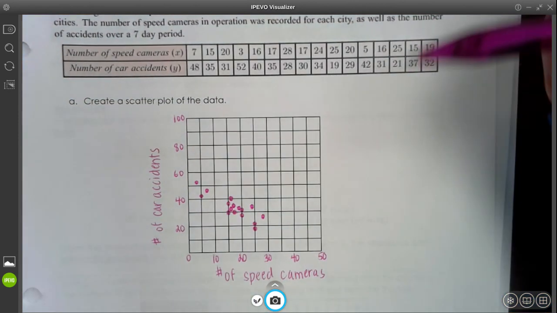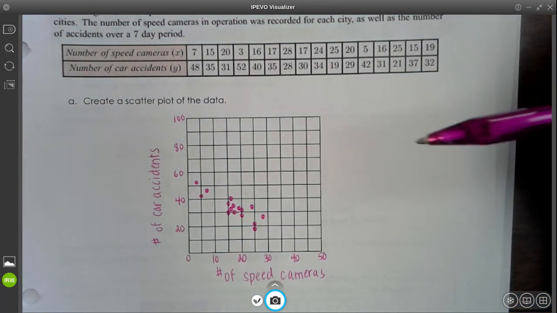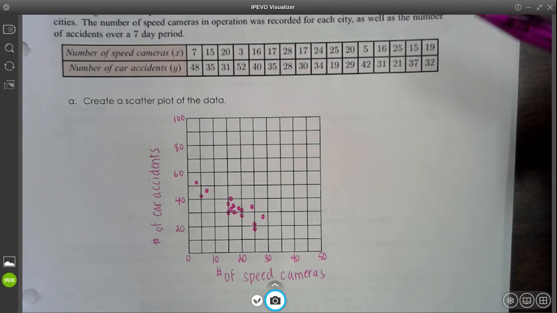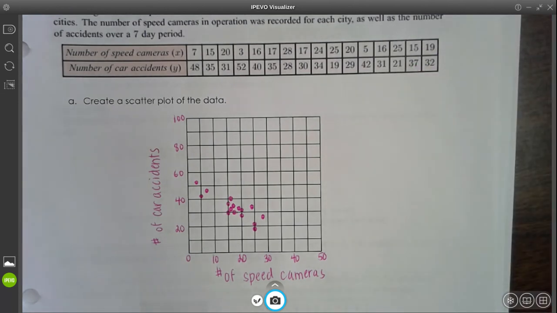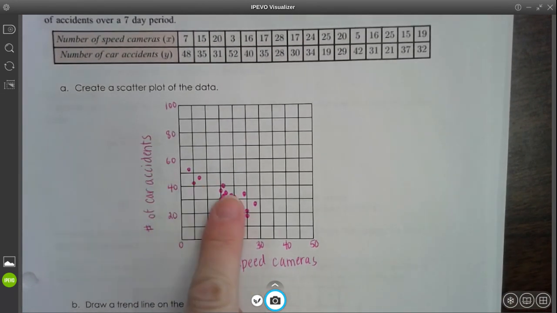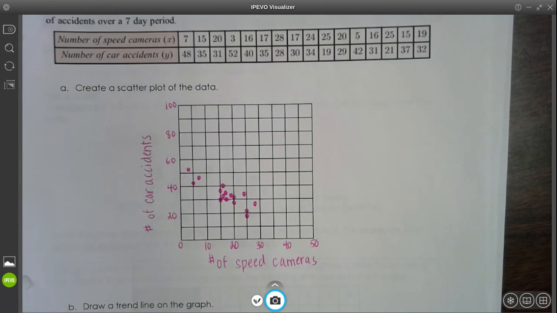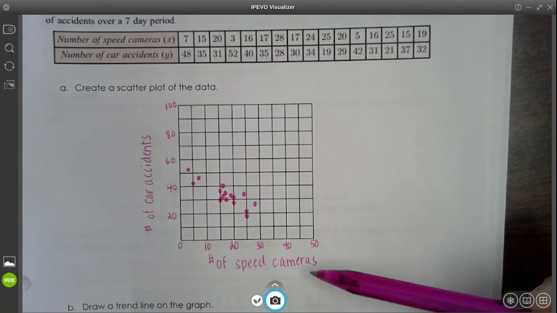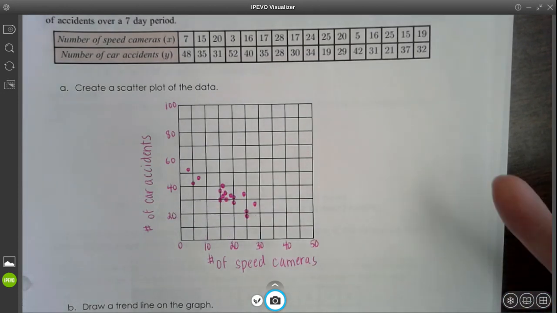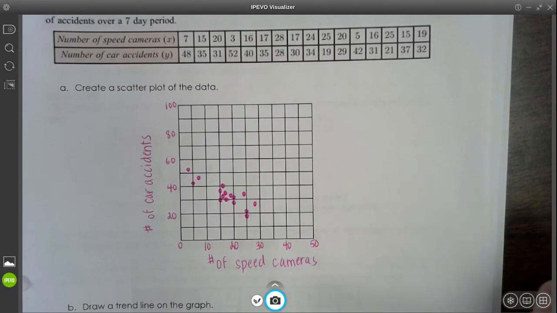Okay, so you can see a lot of the points are clustered, and that's okay. The more data you have, the more dots you're going to have on your graph. So now I have to decide where my trend line is going to go. And as you can kind of see, it looks like these dots are sloping down to the right. So this is a negative correlation, which means as the number of speed cameras increase, the number of car accidents is going to actually decrease, because speed cameras is probably a good safety measure to help people slow down so they don't get in as many accidents.